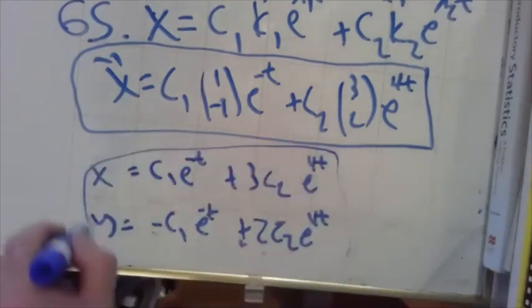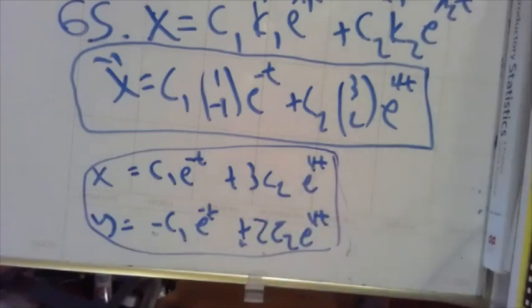Okay, that was doing a linear homogeneous DE with constant coefficients where we had distinct, unique eigenvalues. I'll make extra videos when we have repeated eigenvalues, something different happens, and when we have complex eigenvalues, something different happens.